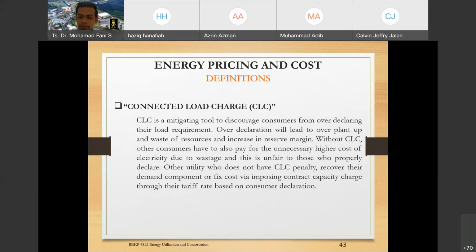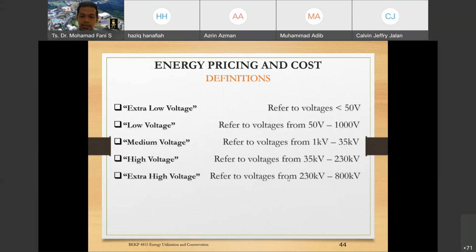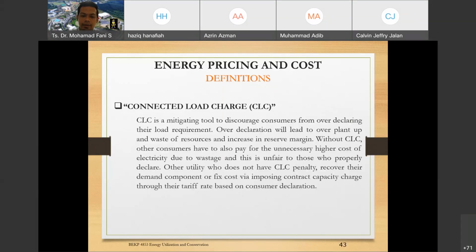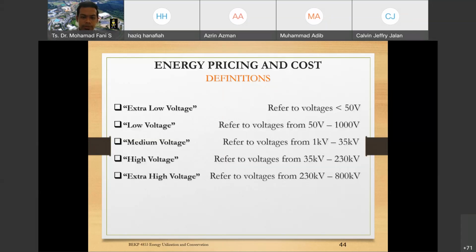Faham ke? Do you get it? So for this CLC, I will explain more later on about how to calculate the charge of the CLC.